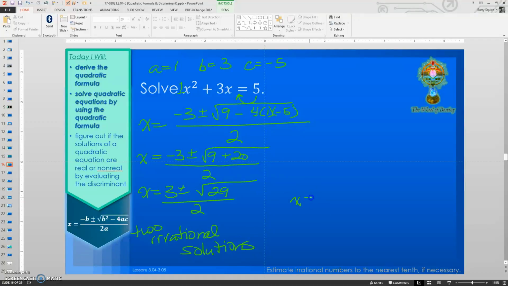We have x equals negative 3 plus the square root of 29 all over 2. And we have x equals negative 3 minus the square root of 29 all over 2. And since we don't have perfect squares under the radicals, we have irrational numbers. And it is possible to have irrational solutions to quadratics. And more often than not, we will have irrational solutions.